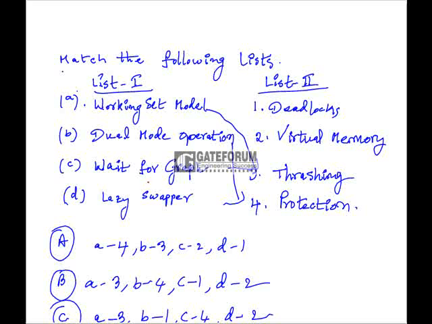Next, wait-for graph. Wait-for graph is what we use for detecting deadlocks when each resource type contains a single instance. It will be used for deadlock detection, so it is related to deadlocks. In a wait-for graph, we show only the processes by removing the resources when each resource contains a single instance.